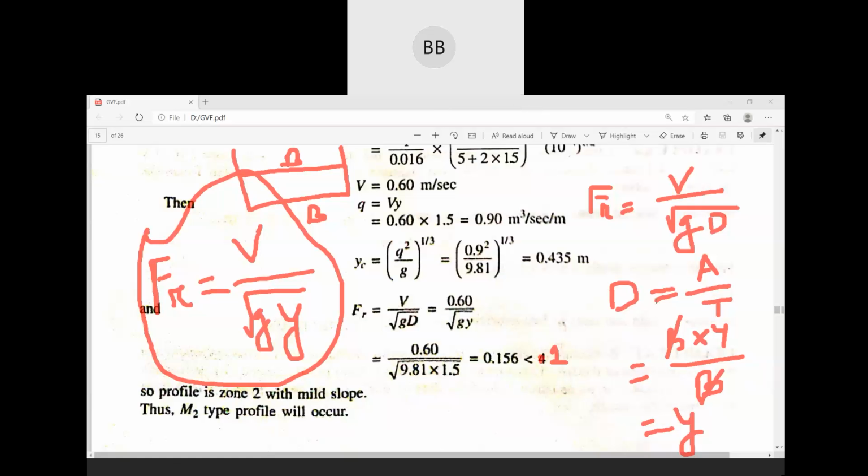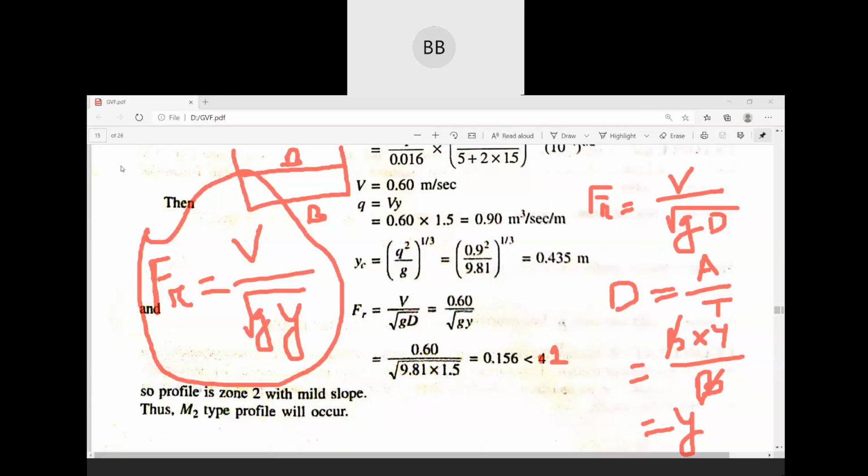How much did you get? Yes, correct. Whatever value you get, we are going to compare it with 1, to see if it is less than 1, greater than 1, or equal to 1. Suppose here we got 0.156, which is less than 1.